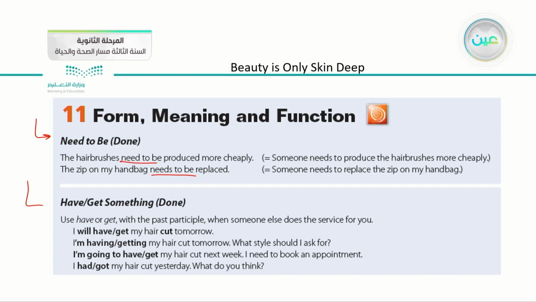In each one of these examples, we did something or we are going to do something to, for example, in this example, to our hair or to his hair. He wants to do something to his hair. He wants to cut his hair, but he will not do that by himself. He will ask someone to do it.